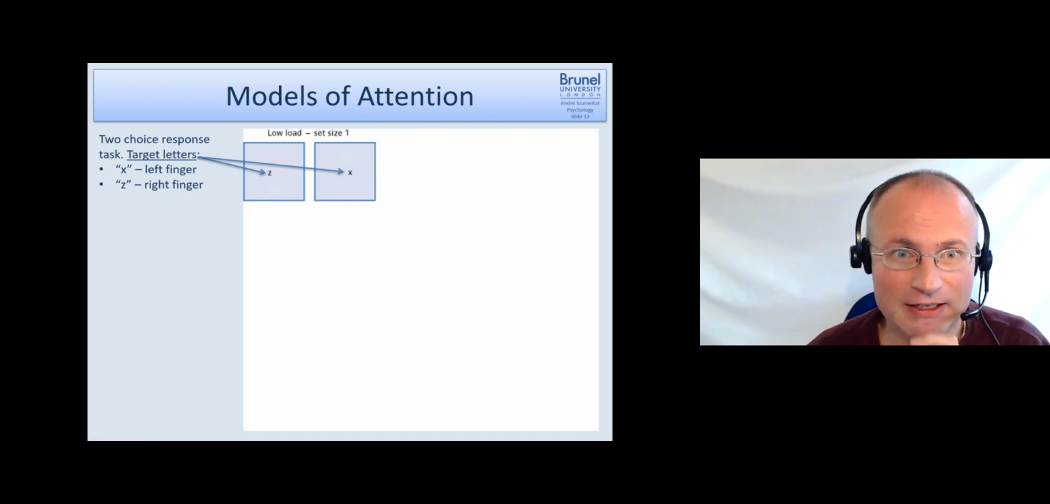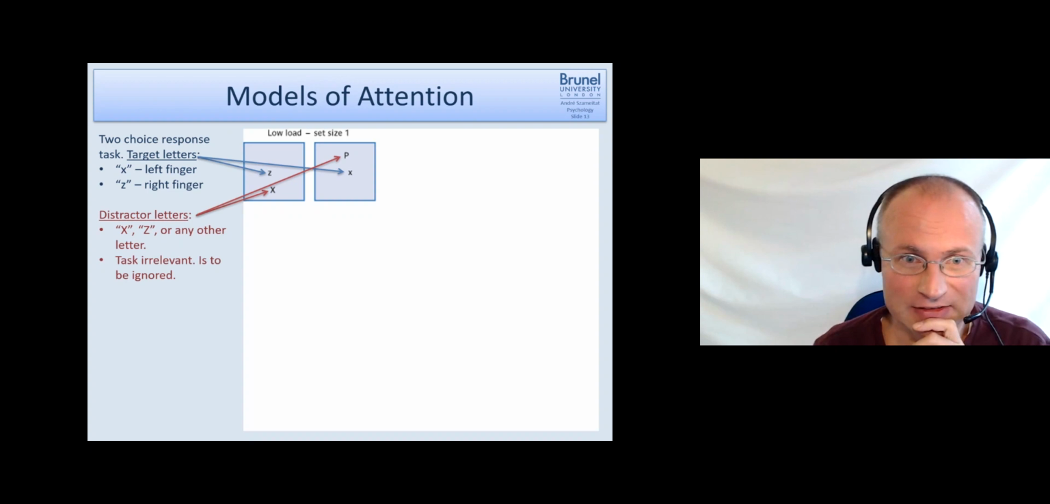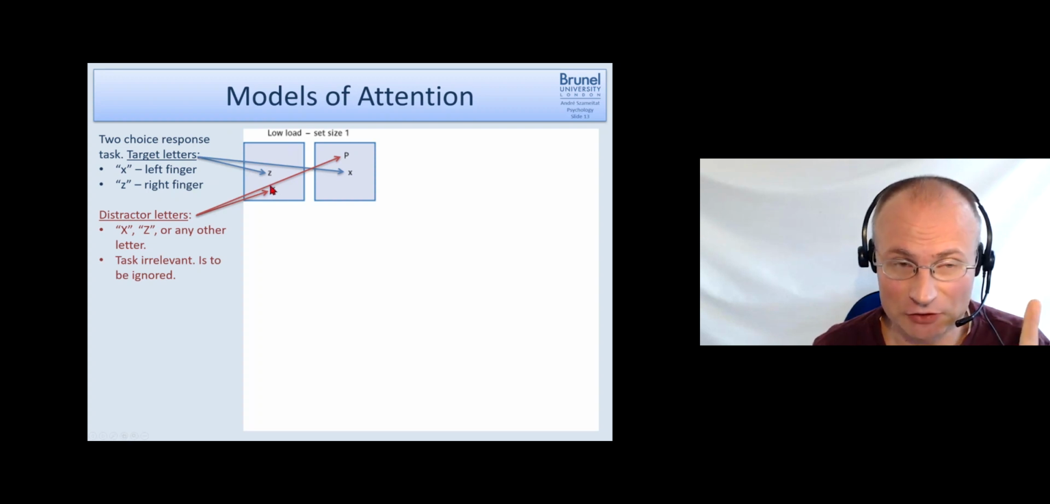So these were the target letters participants had to respond to. In addition to that, distractor letters were presented at some random positions on the screen. They could be related to the target, so it could also be X or Z, or there could be any other letter, like this one. This is a neutral letter, while this one is incompatible.